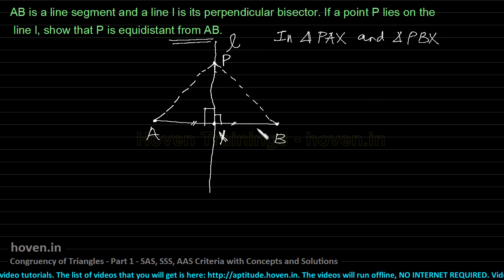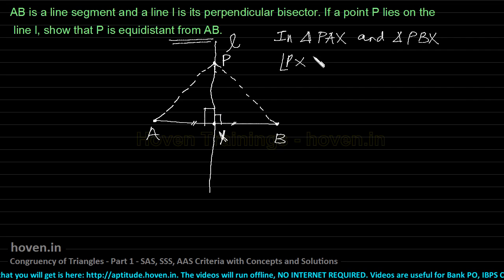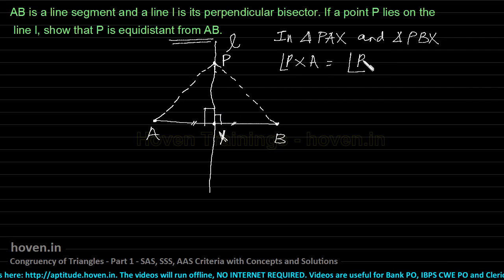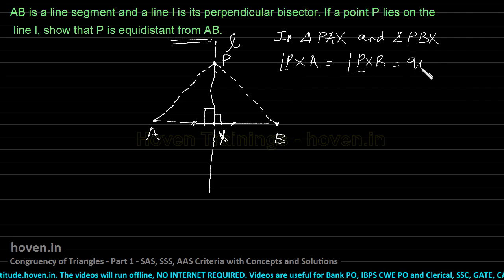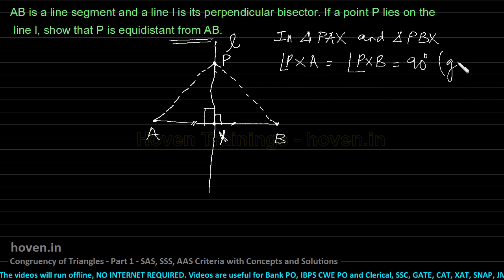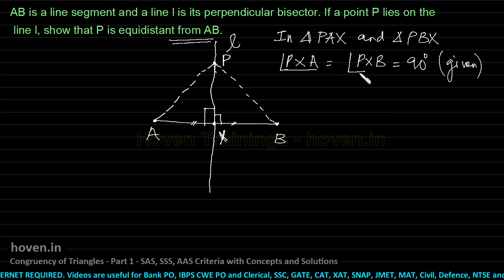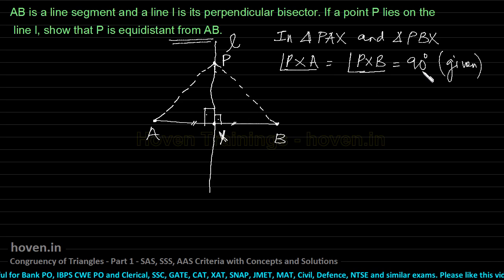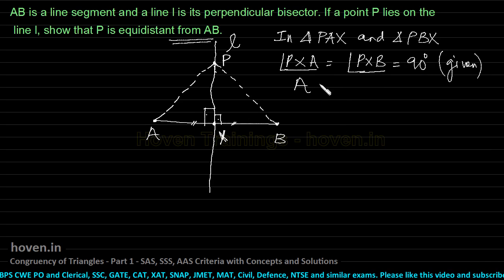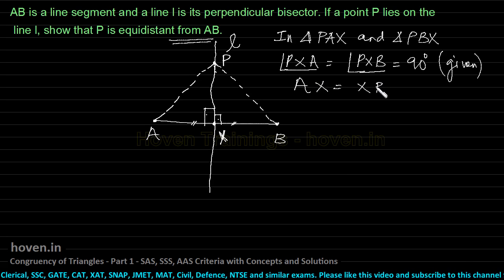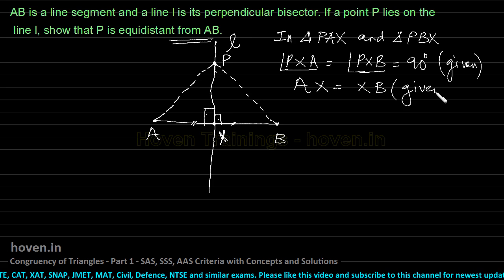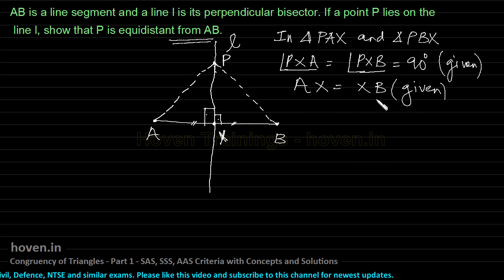We'll make some observations. This angle is 90 degrees. Angle PXA is equal to angle PXB is equal to 90 degrees. This is given to us, so we can write the reason that it is given. These questions are always interesting because they involve reasoning. Now we have one angle, they are both 90 degrees. Then we have AX equal to XB, and it is also given to us because X is the midpoint of AB. Therefore, AX will have to be equal to XB.